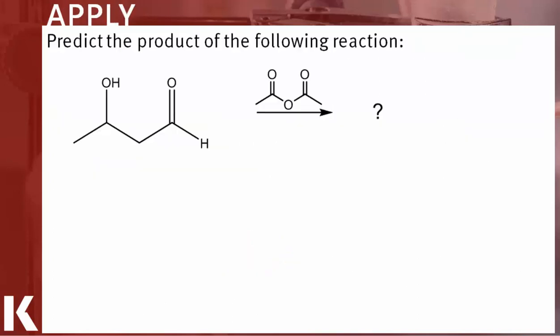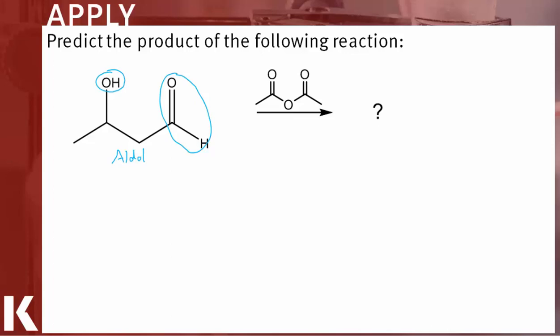Now it's time to apply this concept to a question. Before you predict the product of this reaction, start with what functional groups are provided. On the left, we have an alcohol functional group as well as an aldehyde functional group. Since it has both an aldehyde and an alcohol, this is called an aldol. And it looks like this aldol is going to react with acetic anhydride.